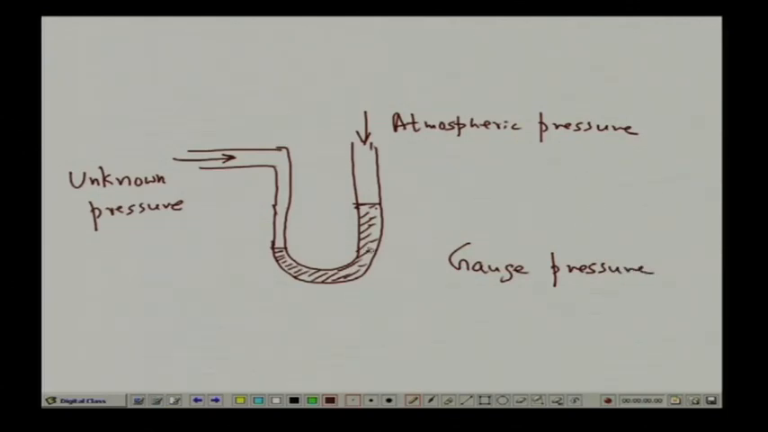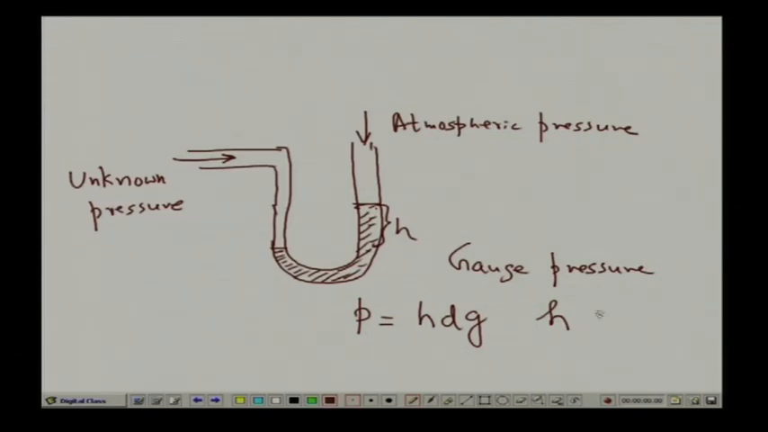Now, suppose the difference of height in the two arms of the U-tube is h. Then the gauge pressure P will be equal to h d g, where h is the height difference of the columns of the U-tube in meters, d is the density of the liquid of the manometer, or manometric liquid as we sometimes call it, in kg per meter cube, and g is acceleration due to gravity, in meter per second square. If you use all these units, the pressure will come in Newton per meter square.